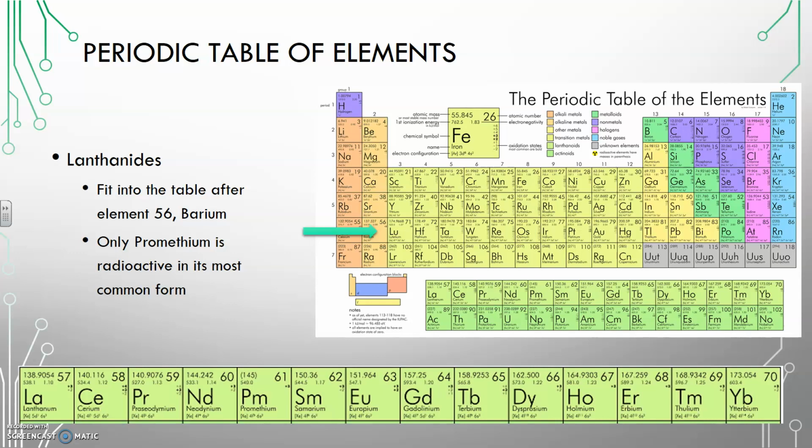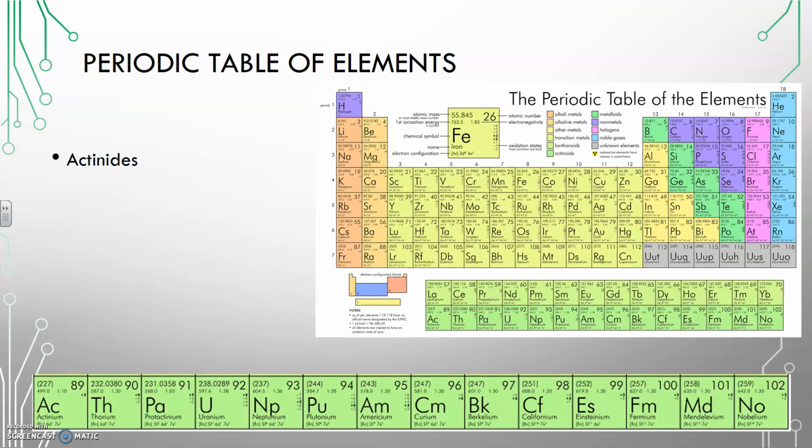And I wouldn't be surprised if you don't recognize any of the names in this series, in the lanthanides. So next up we have the actinides. These are probably going to be slightly more familiar. They are incredibly similar, at least in setup, to how the lanthanides are set up. The actinides fit into the table right after radium, element 88. So right there.